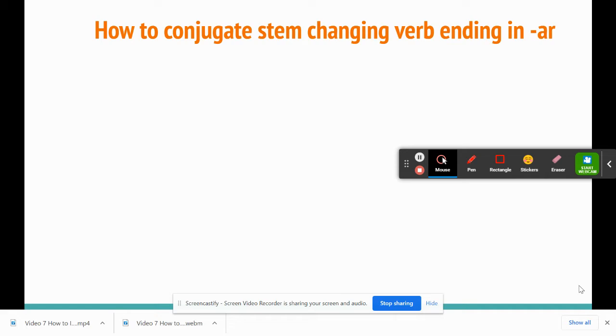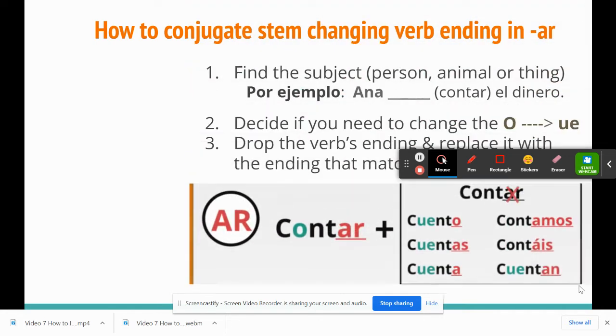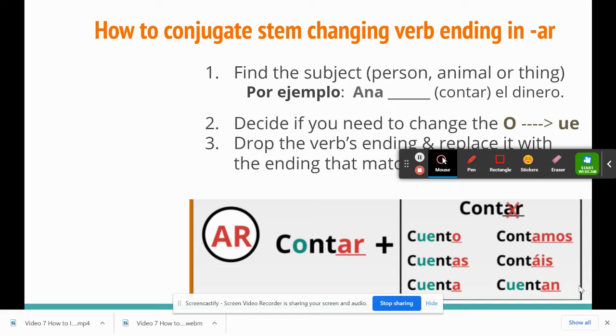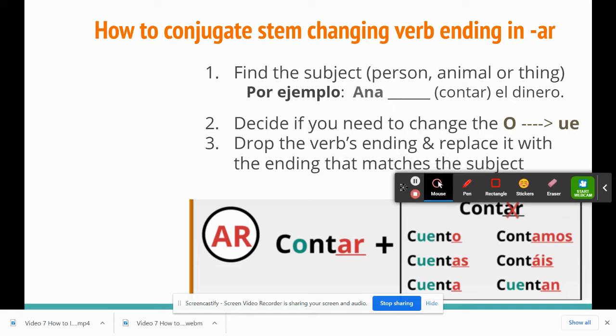How to conjugate stem changing verbs ending in AR? Okay, so there are 3 easy steps to conjugate verbs. All right, so first, find the subject. The subject in a sentence can be a person, animal, or thing. Por ejemplo, Ana, blank, contar el dinero. The second step that you should follow is decide if you need to change the O to UE. And the third step is drop the verb ending and replace it with the ending that matches the subject.